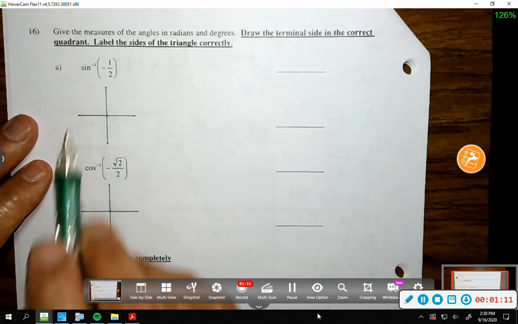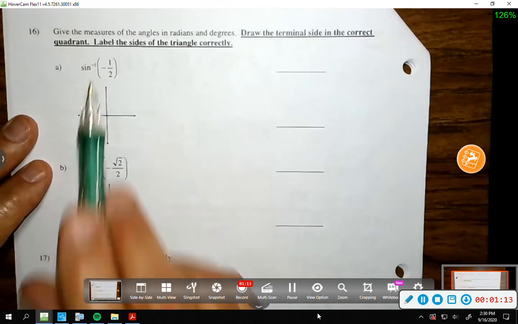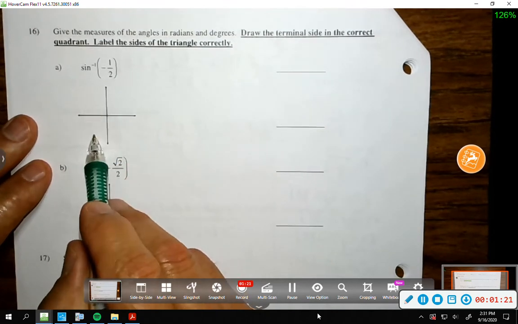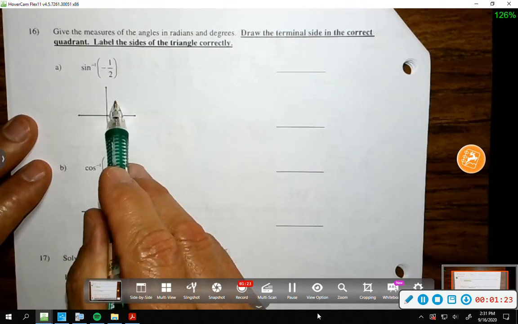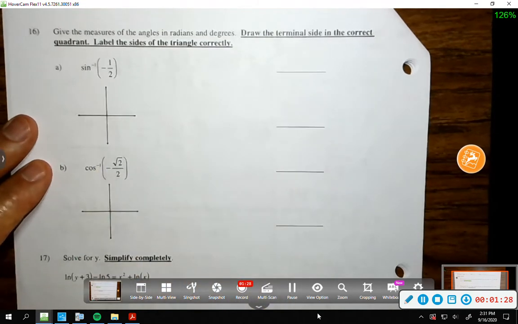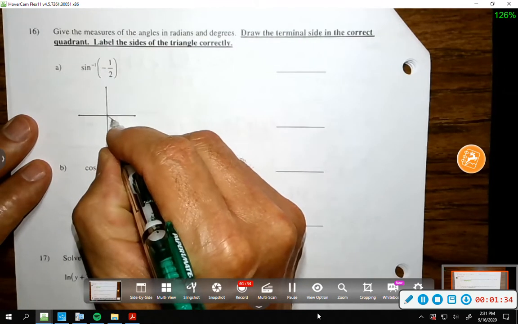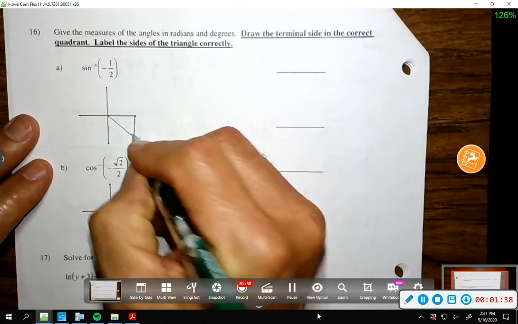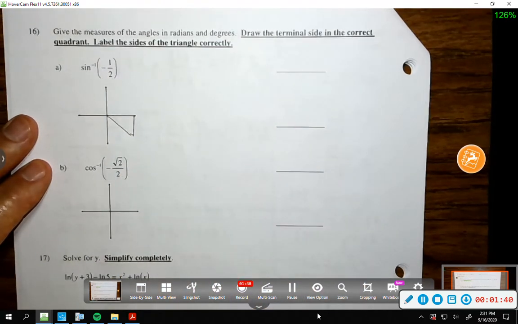Here's the key. This notation right here means one answer, and the answer has to be written the correct way. There's only one way to write it. All students take calculus. The sign is positive in the first and the second, so it's negative in the third and the fourth. But which one am I going to pick to draw my triangle? It's going to be the fourth quadrant when it's the arc sine of a negative number. It's always a fourth quadrant answer.